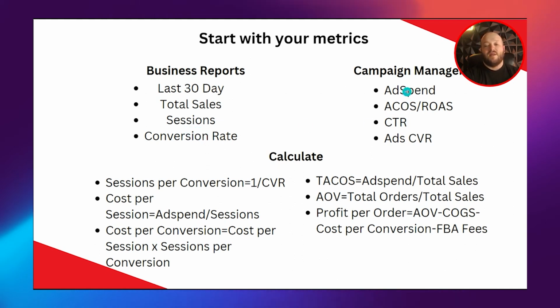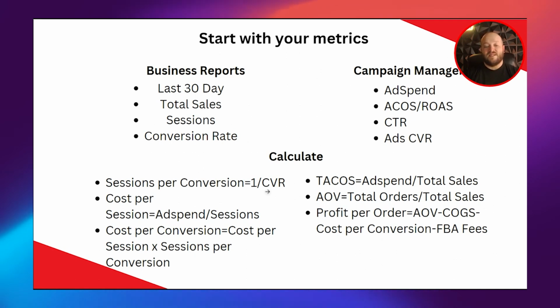Going into your campaign manager, grab your ad spend, your ACoS or return on ad spend, your click-through rate, and your ads conversion rate. And if you look down here, we've got your sessions per conversion, which is just 1 divided by that conversion rate. So basically, if you have a 10% conversion rate, 1 divided by that 10% means it's going to take you 10 sessions to get a conversion. Or if you're talking about your ads conversion rate, that means it's going to take you 10 clicks to get that conversion.